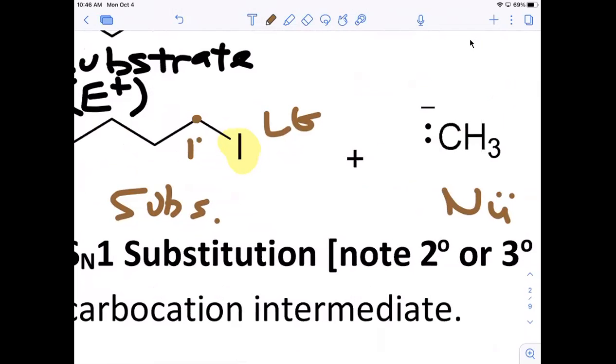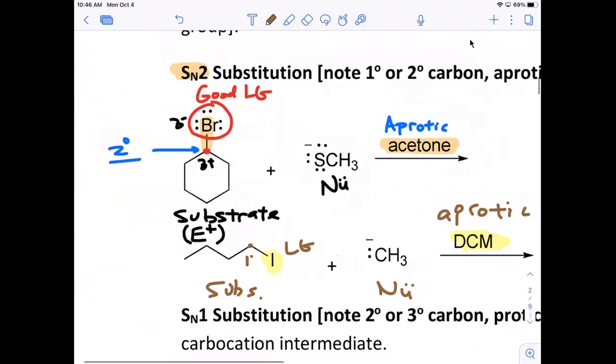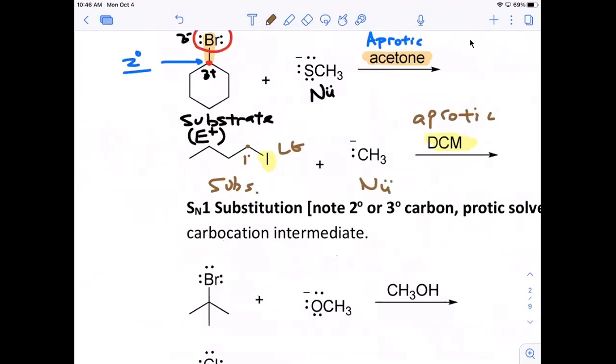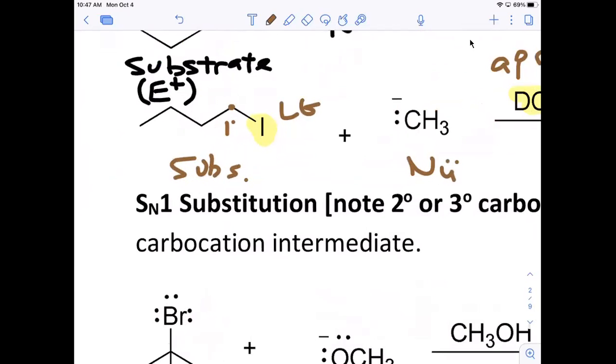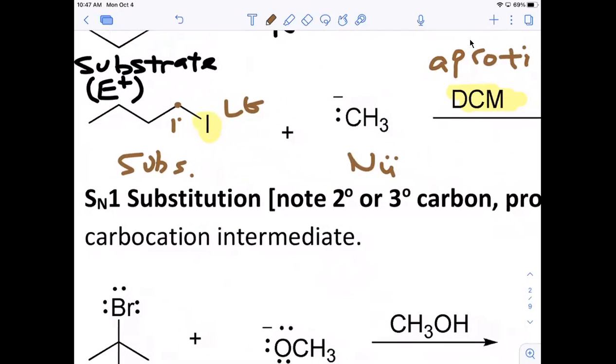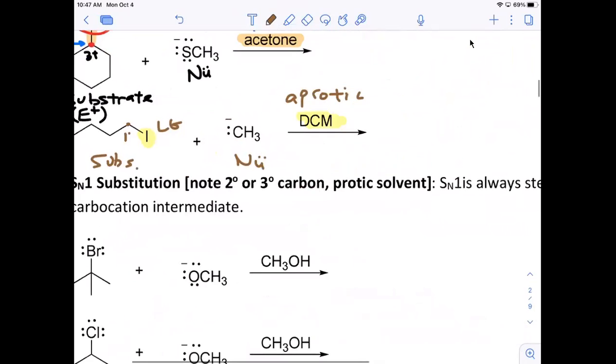One way to pick out SN2 quickly is to look at the substrate. Primary is only SN2, secondary can be either or, and tertiary is only SN1. So primary and secondary substrates do SN2. You can see right there, it's a primary substrate, good leaving group, really good nucleophile, and an aprotic solvent. So what does the product look like?